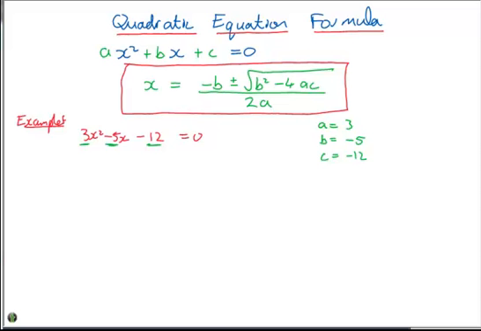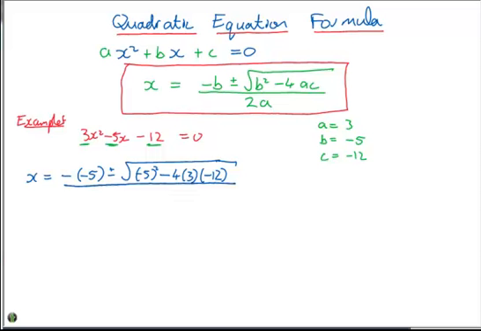We've got x is equal to minus b, which is minus, and I'll put just minus 5 in there for b, plus or minus the square root of b squared again, which is minus 5 squared, minus 4 times ac, minus 4 times 3 times minus 12. And then this is all divided by 2 times a. If you put in brackets everywhere you've got one of the coefficients, you'll have a lot fewer problems with the signs, and you'll see that now in a second.